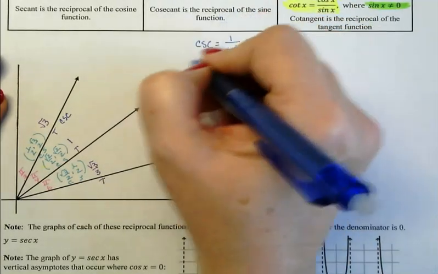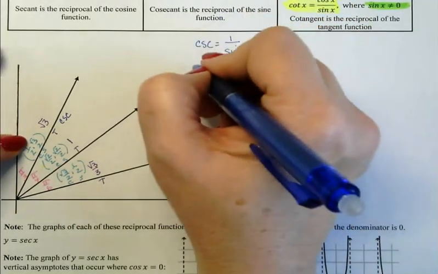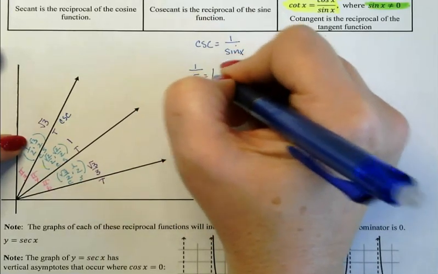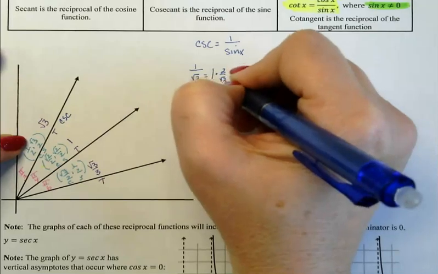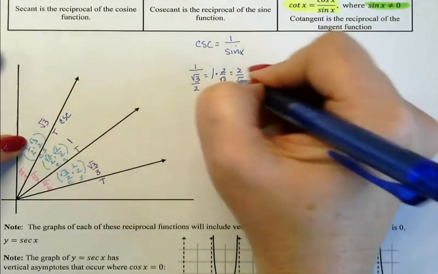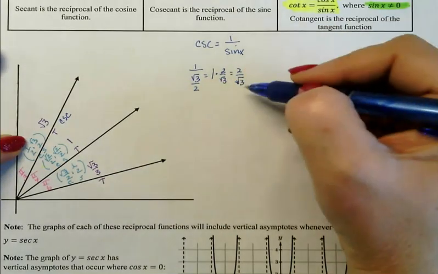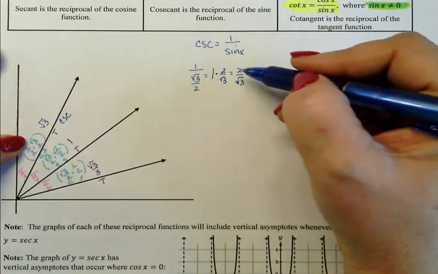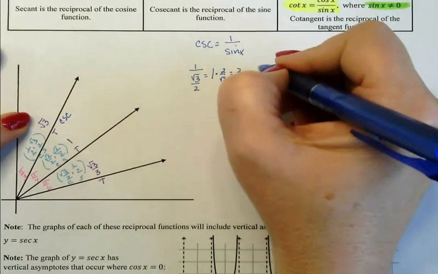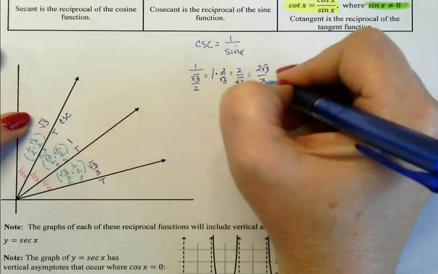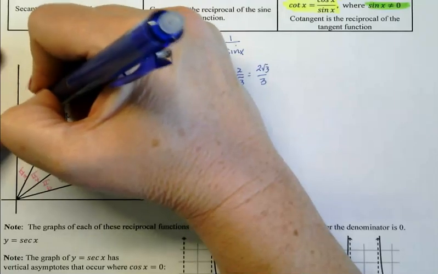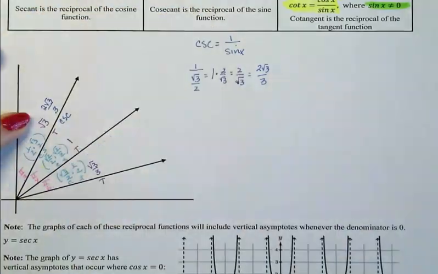If I do this first one here, sine is root 3 over 2. So 1 over root 3 over 2 is the same thing as 1 times 2 over root 3, which is going to give me 2 over root 3. To get that radical out of the bottom, I multiply the bottom by root 3 and the top by root 3. And what is that going to give me? That's going to give me 2 root 3 over 3. And that's my cosecant value at pi over 3: 2 root 3 over 3.